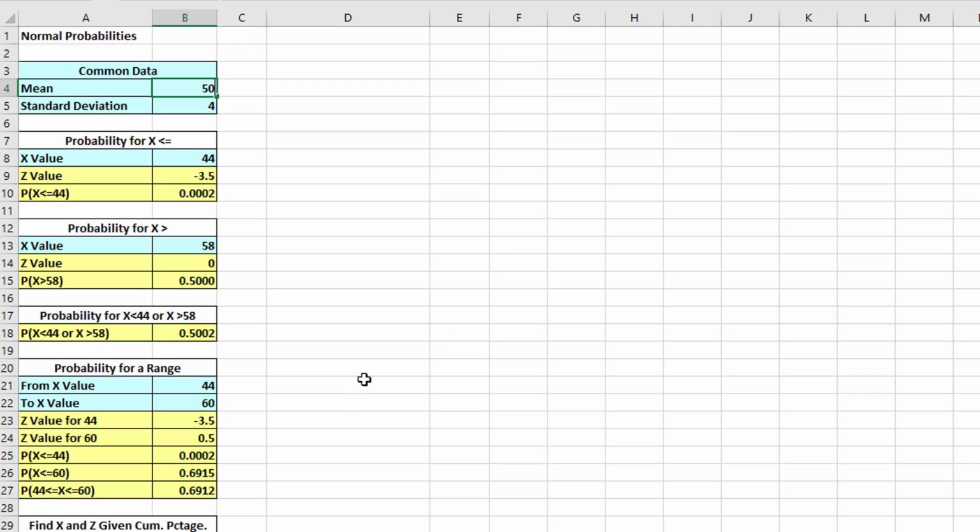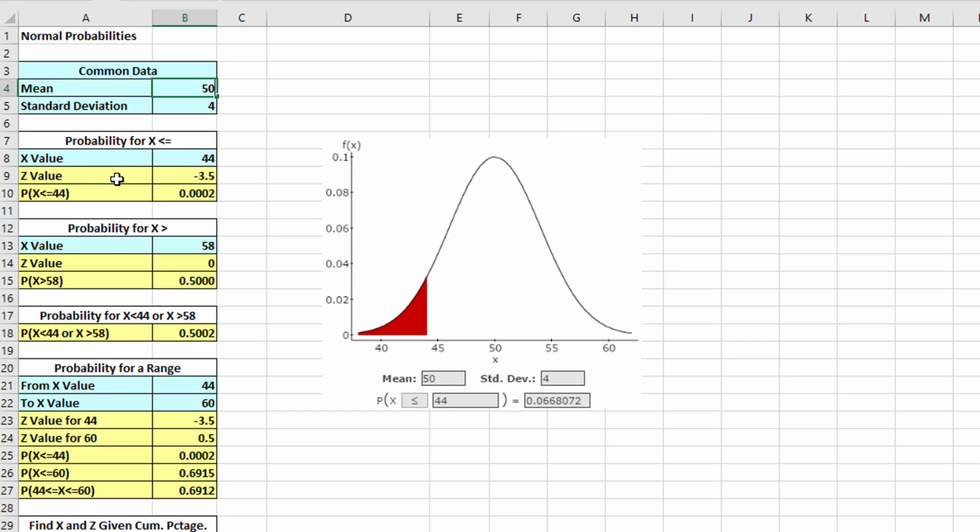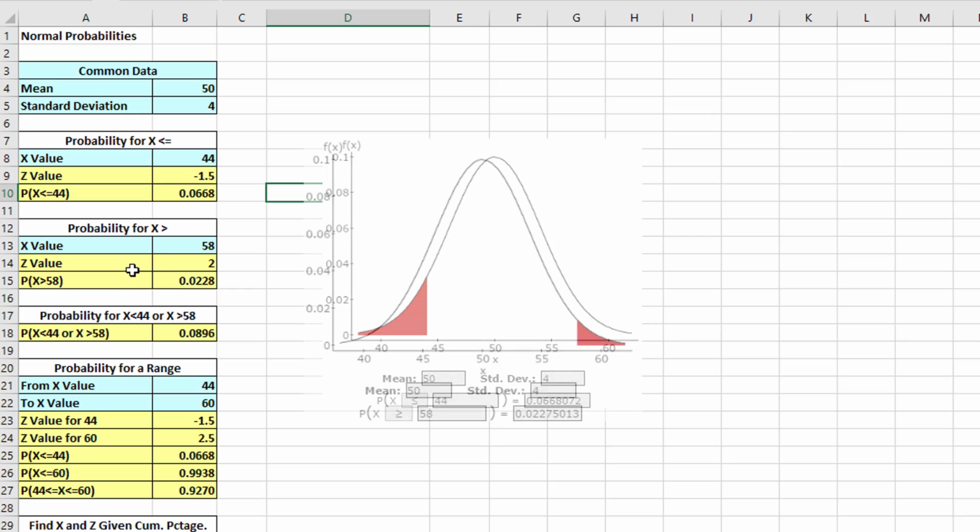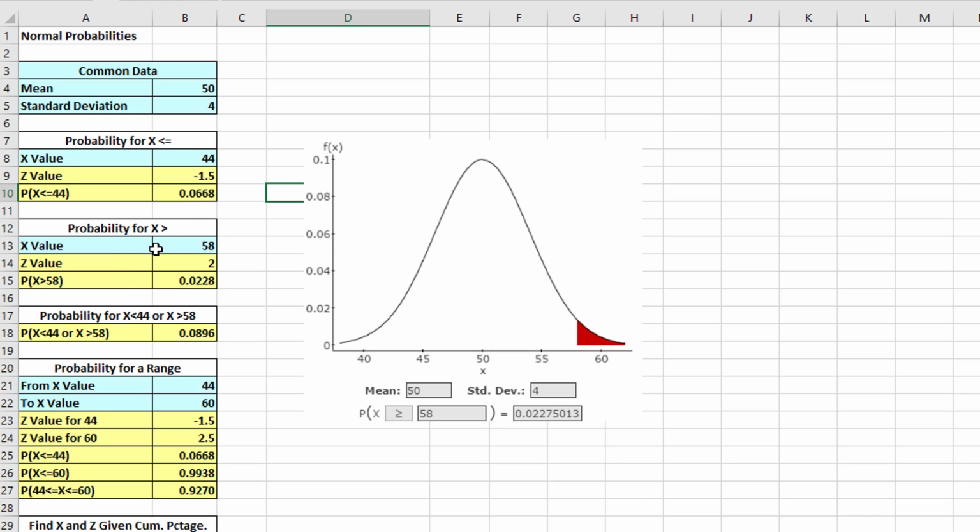But anyway, it gives us the first question, the probability for getting an X bar less than 44 has a Z value of minus 1.5. I'm sorry, I had to recalculate from when I changed it there. The probability is 0.067. The probability of an X bar greater than 58 has a Z value of 2, since it's on the right side of the curve, if you remember. And the probability on that right tail is 0.023.